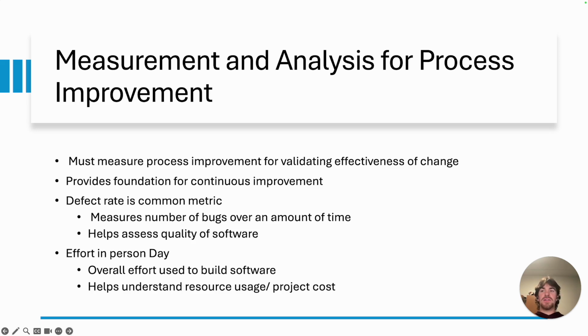Defect rates are one of the most common metrics used in software development to measure the number of defects or bugs identified in a software product over a given amount of time. This metric helps teams assess the quality of their software and development processes.